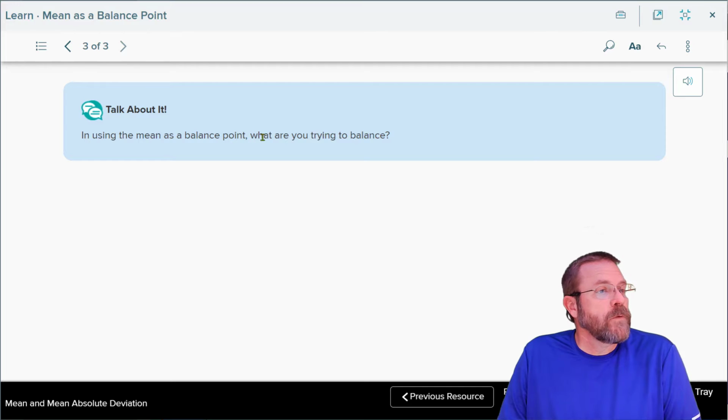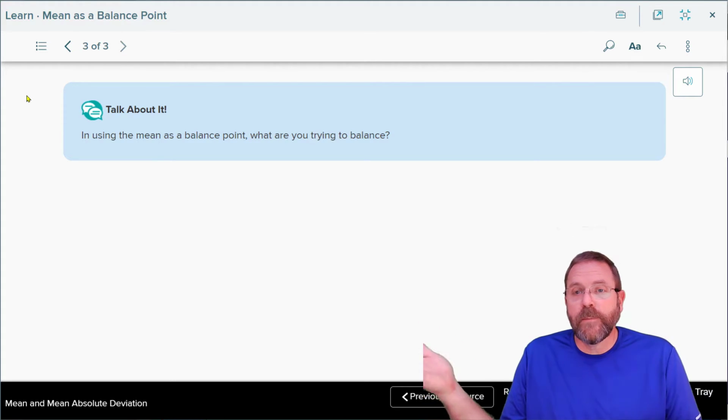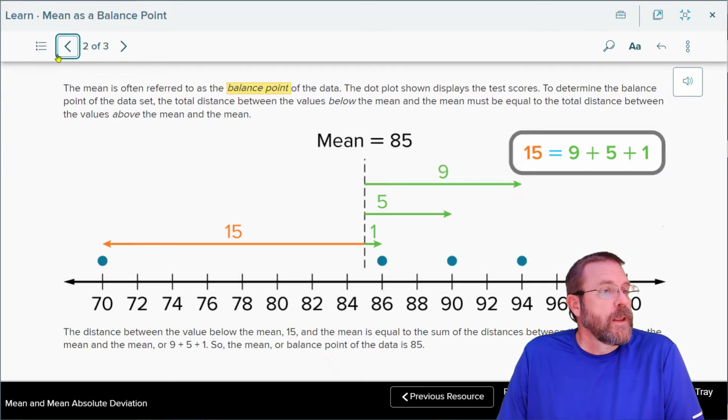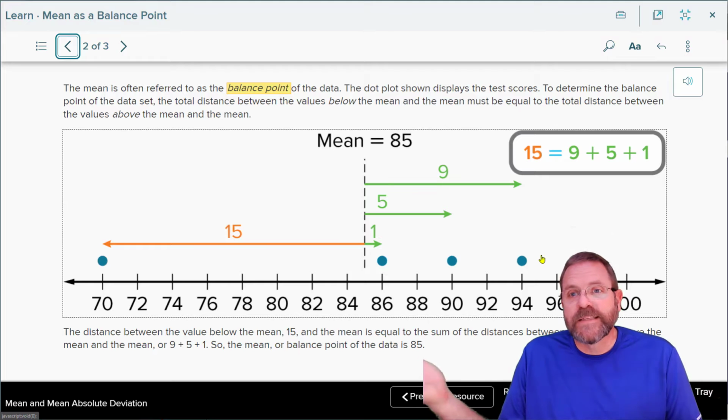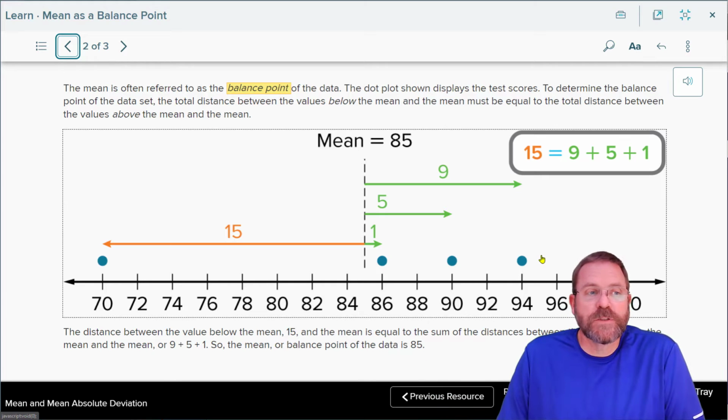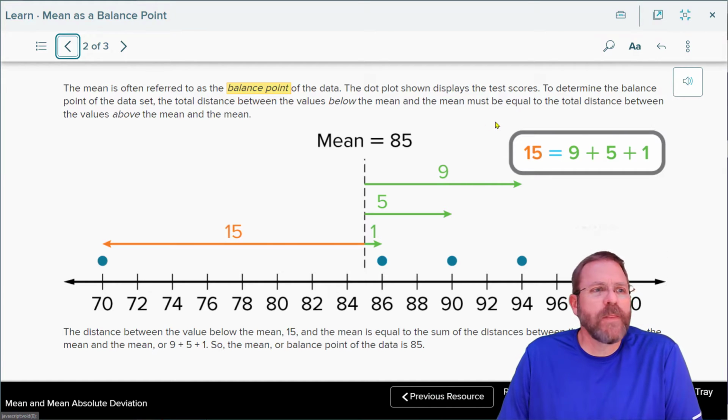Using the mean as a balance point, what are you trying to balance? You're trying to balance the data so that you have even amounts of data on both sides. If you went back over here, you had 15 points of data over here, and you add all these up, you have 15 points worth of data on that side as well, so they have the same weight in data on both sides. I've just never seen it shown that way.